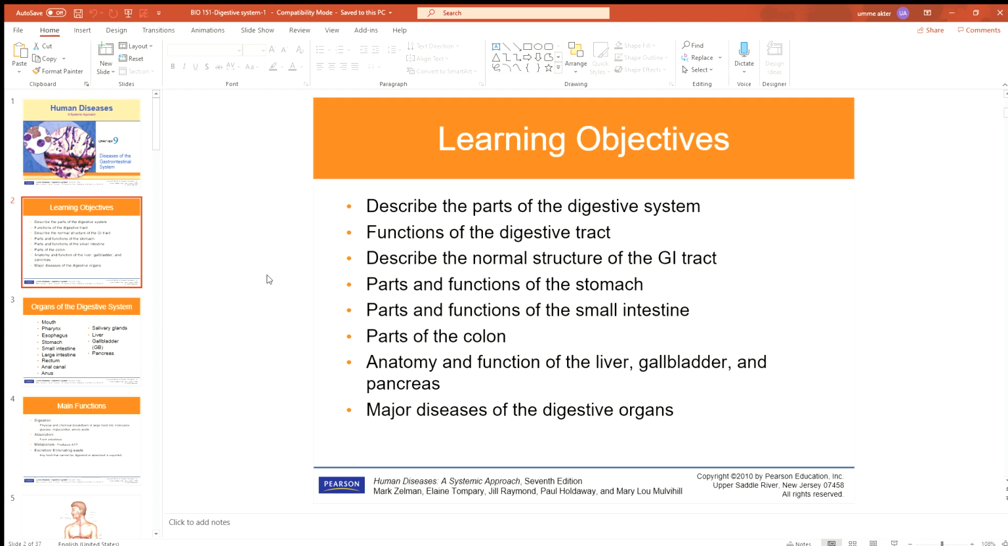Then we'll talk about the structure of the digestive system. We'll talk about the individual parts, important parts of this system. We'll talk about the stomach. We'll talk about the small intestine. We'll talk about the large intestine and other accessory organs such as liver, gallbladder, pancreas, and clinical conditions or diseases related to the digestive system.